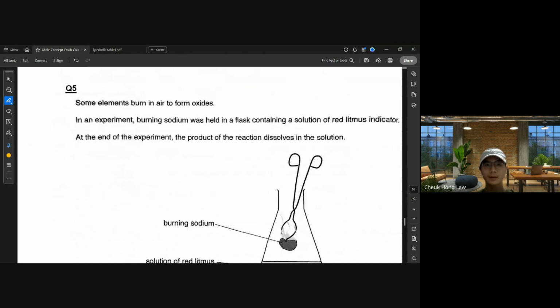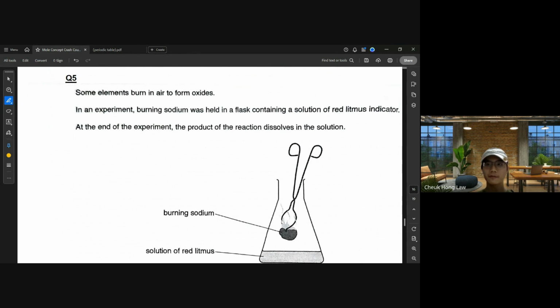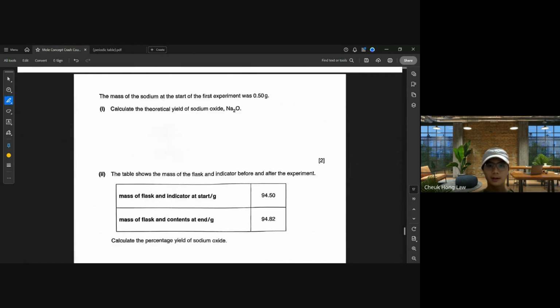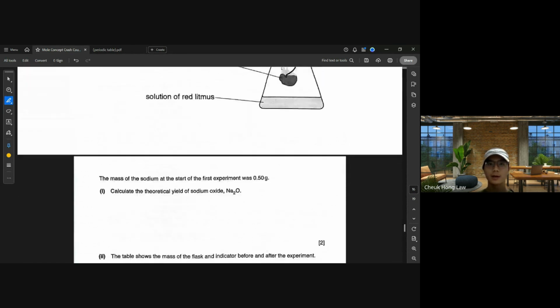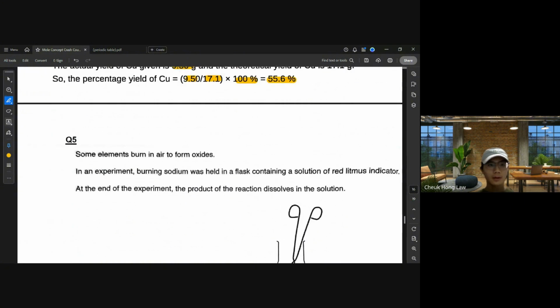Right. So can you guys try question 5? Okay. There are 3 parts to this question. We don't have much time left, so I'll just give 5 minutes, then I'll go through. Okay, maybe, yeah, 5 minutes.